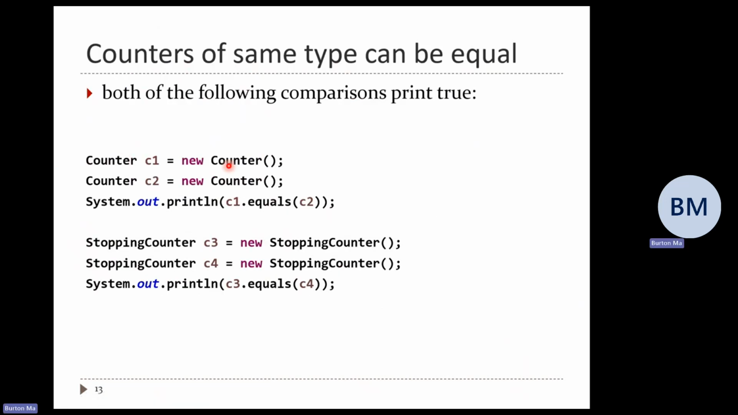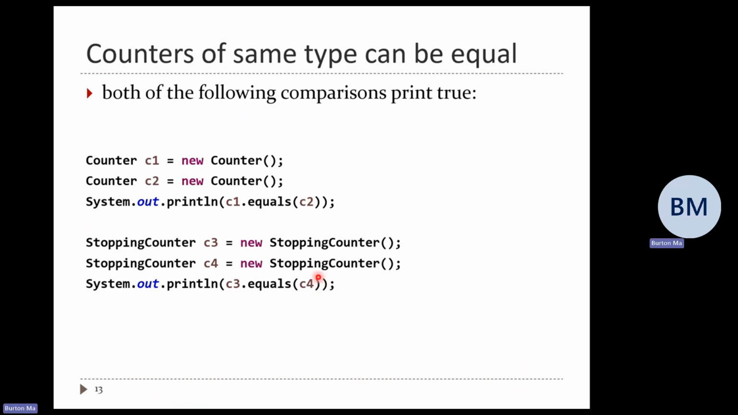So I have a counter, and I have a counter. I write c1.equals(c2). What is the result? Well, it's true. That counter's value is 0, that counter's value is 0. c1 refers to a counter, c2 refers to a counter. So the equals ends up looking at the value. It sees that they're both 0, so it returns true.